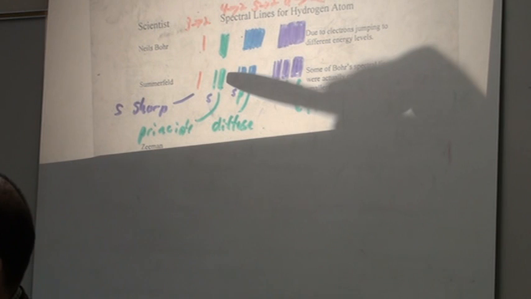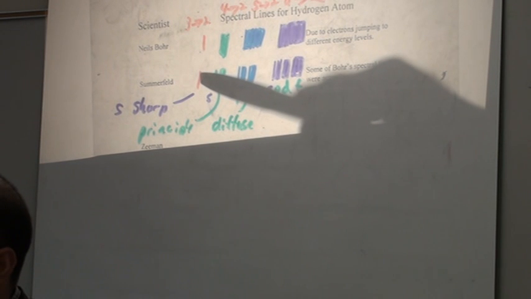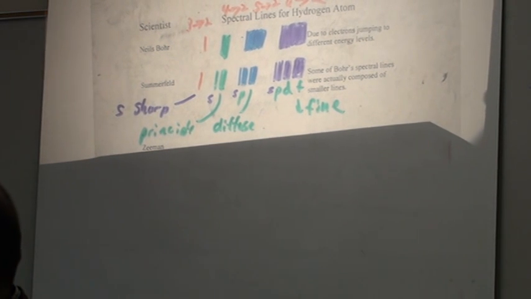So there's always a sharp line. The second one's the principal, the third one's the diffuse, the fourth one's the fine. And you can see a pattern here, right, Melissa? 1 line, 2 lines, 3 lines, 4 lines.